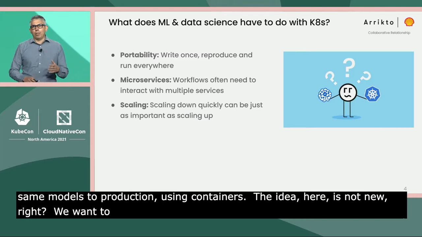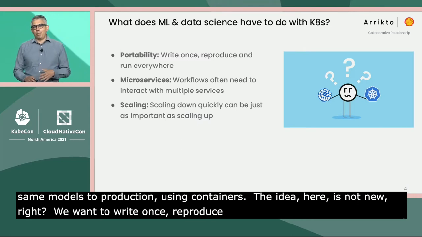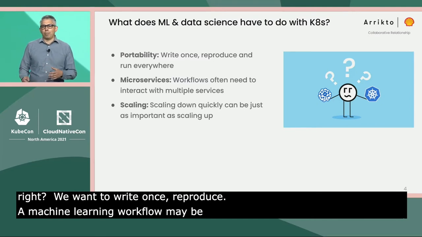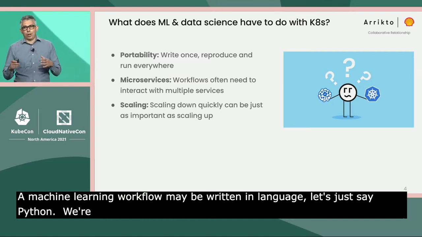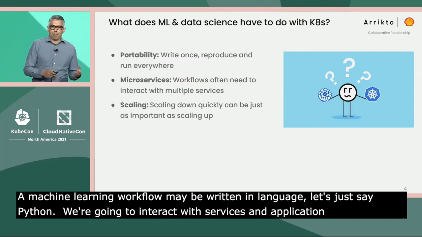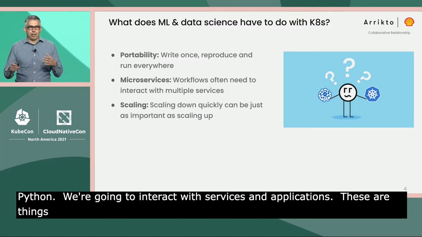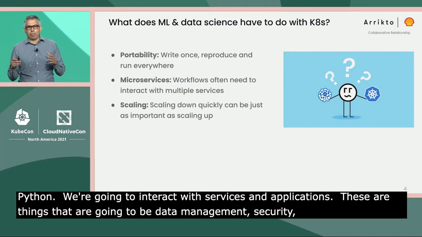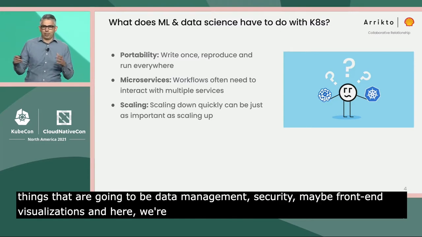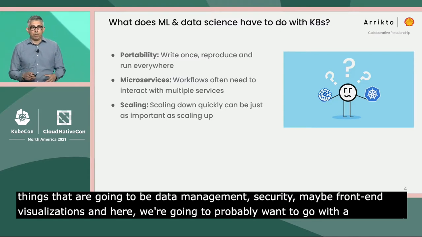Second, a machine learning workflow on our laptop may be written entirely in one language, let's just say Python. But when we take those models to production, we're probably going to want to interact with a variety of different services and applications. These are going to be things doing data management, security, maybe front-end visualizations, et cetera. And here, we're probably going to want to go with a microservices-based container architecture. Here again, Kubernetes is going to be a slam dunk for us.